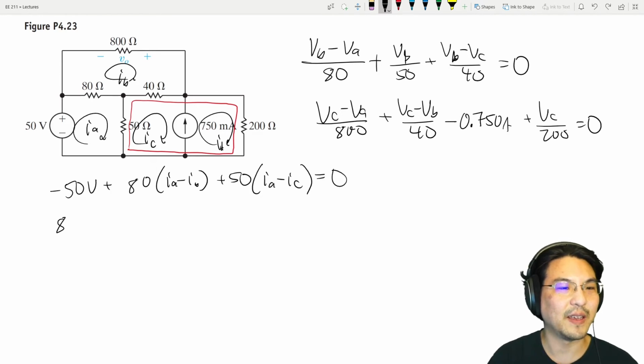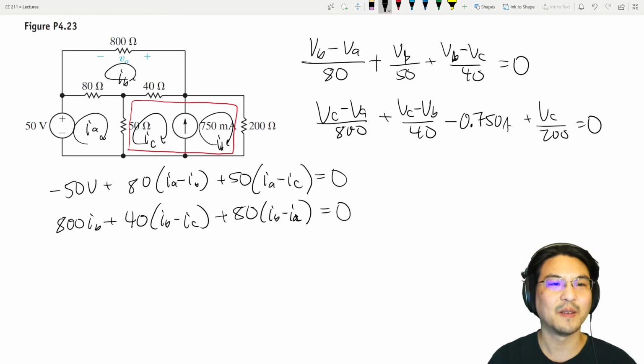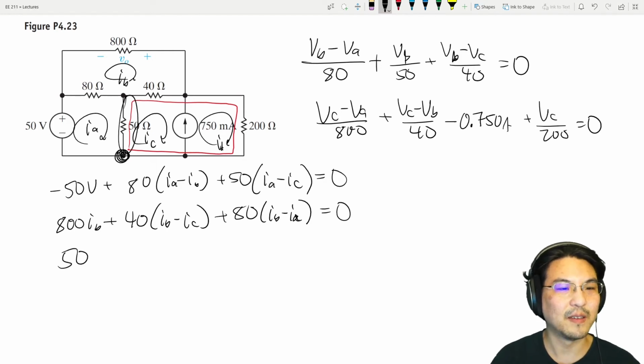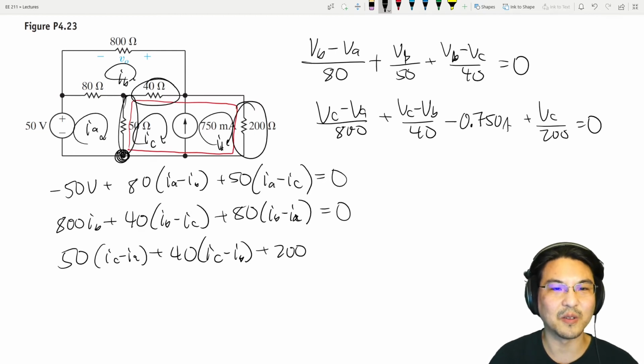Okay, mesh B, let me start right here and I'll go clockwise. So 800 IB, I'm over here now, plus 40 times IB minus IC, I'm over here, plus 80 times IB minus IA equals 0. Okay, now the super mesh, I'm going to start right here and go clockwise. So here, 50 IC minus IA, I'm over here, 40 IC minus IB, I'm over here, 200 ID, and that's it, equals 0.